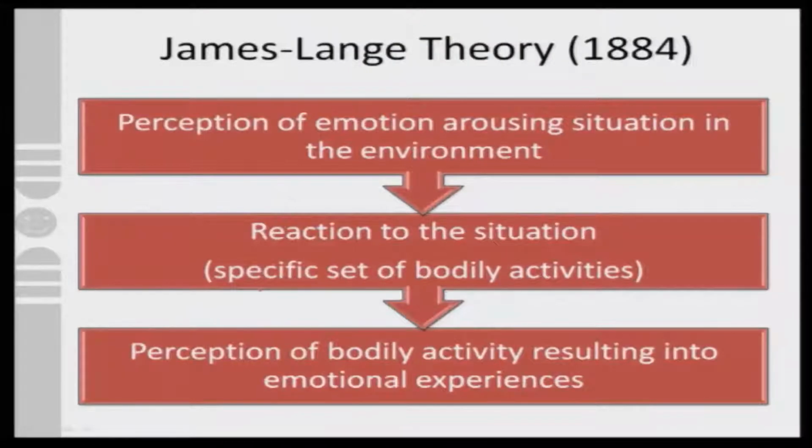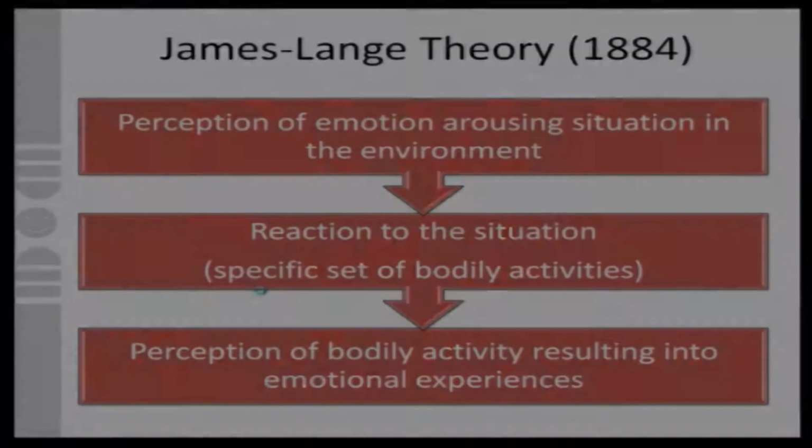Now, what this theory says is that first we perceive the emotion that arises out of a situation in the environment. So, there is a situation in the environment and you perceive it. This perception leads to a reaction to the situation, which in turn gets reflected in a specific set of bodily activities. When we react to the situation, we then perceive our bodily activities. The perception of the bodily activity then finally results in an emotional experience. Let us understand this by this very example.